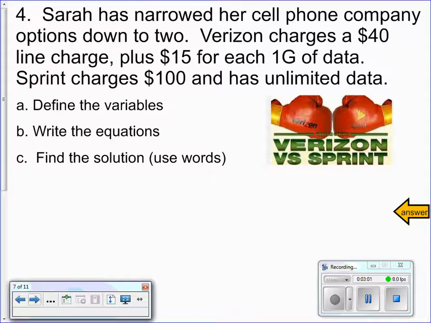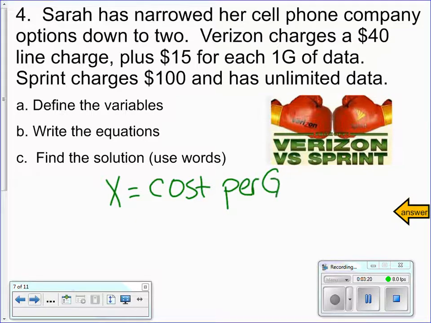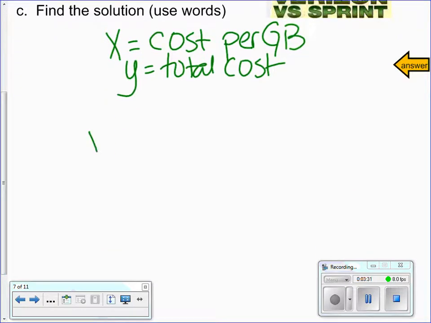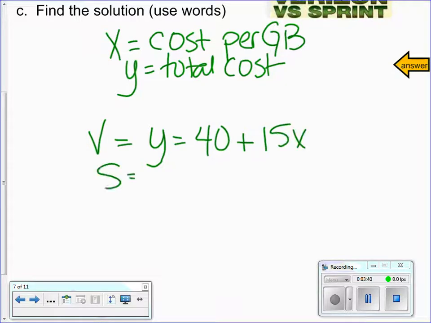Sarah has narrowed her cell phone company options down to two. Verizon charges $40 a line charge plus $15 for each gig of data. Sprint just charges $100 and has unlimited data. So defining my variables, x is going to be the cost per gigabyte, and y is our total cost. Then I need to write my two equations. Verizon is y equals 40 plus 15x, and Sprint is y equals 100.